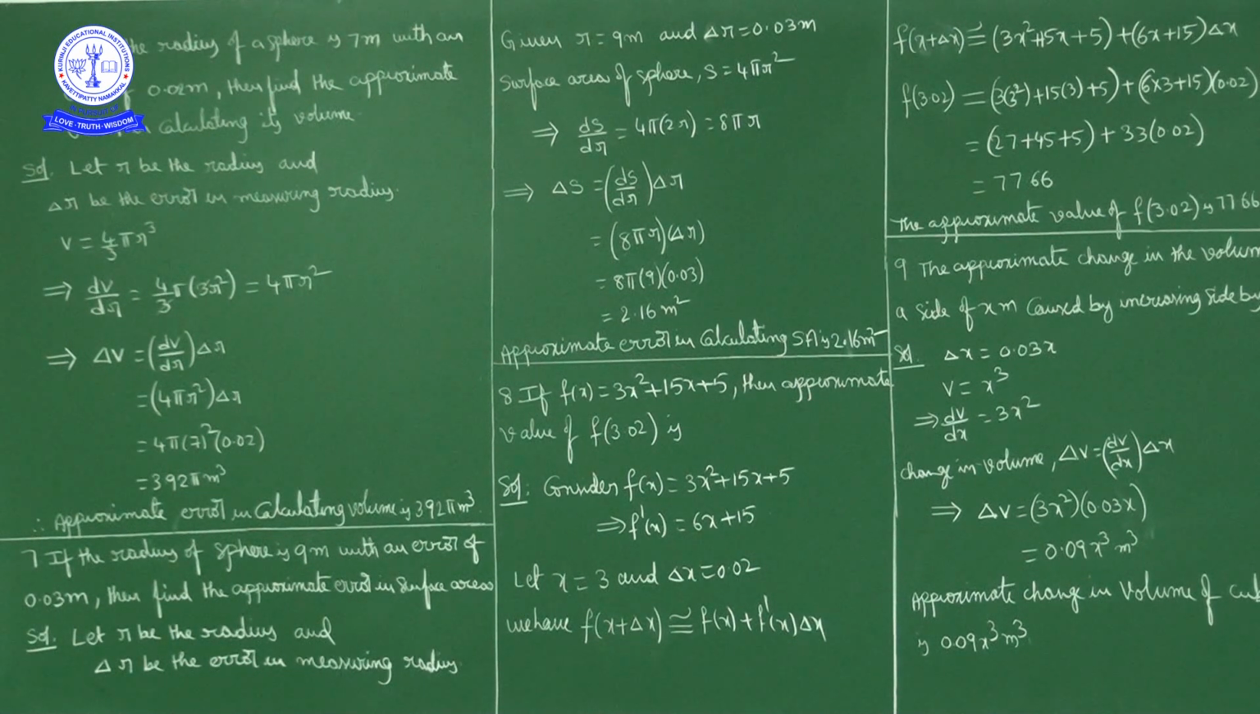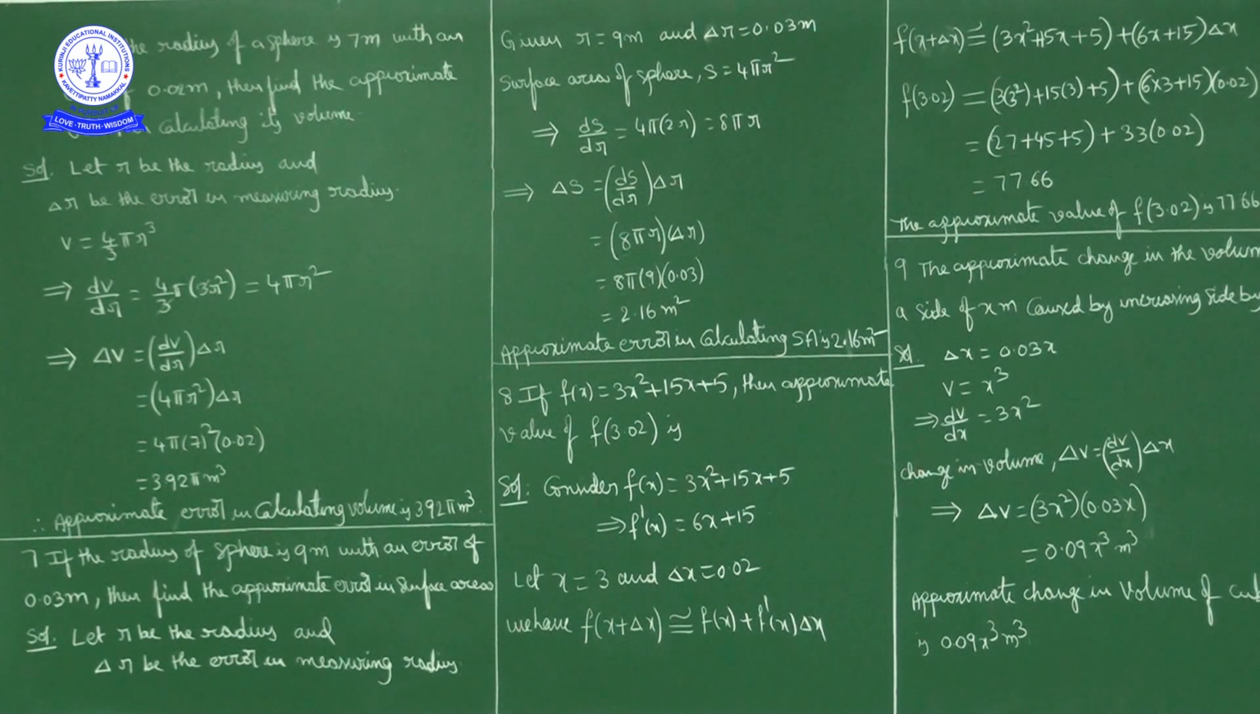Now what is given here? The radius of the sphere is given as 7 meters and the error in radius, delta r, is given as 0.02 meters. We have to find the approximate error in calculating the volume, so delta v. First of all, the volume of a sphere formula is 4 by 3 pi r cube. dv by dr is equal to 4 by 3 pi constant, the derivative of r cube is 3r square, the 3 cancels, and dv by dr equals 4 pi r square.